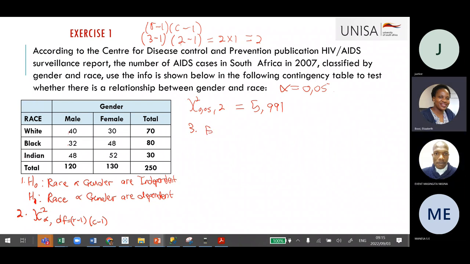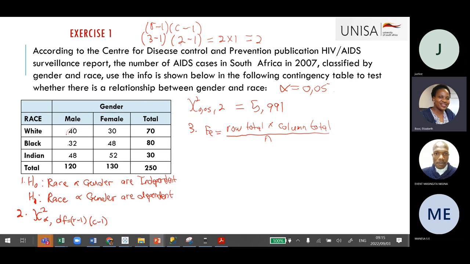So to calculate the expected value, remember we use row total times column total, divide by your n, which is the 250.